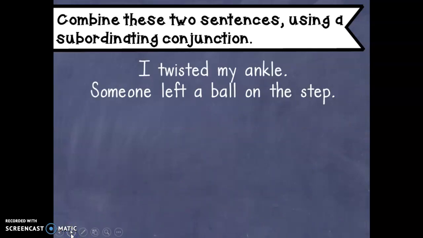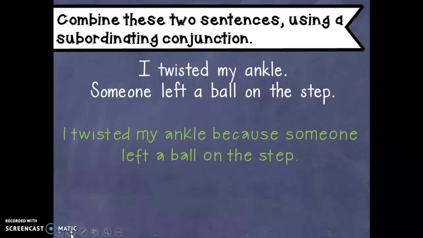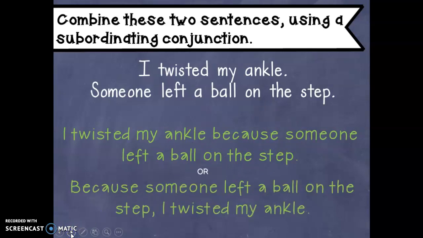I twisted my ankle, someone left a ball on the step. So you could say, I twisted my ankle because someone left a ball on the step. Or you could say, because someone left a ball on the step, I twisted my ankle. Okay, so notice how some of them I need a comma and some of them I don't. It depends on how you write the sentence.